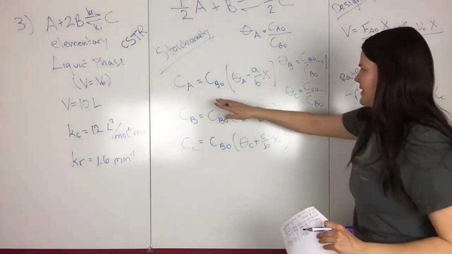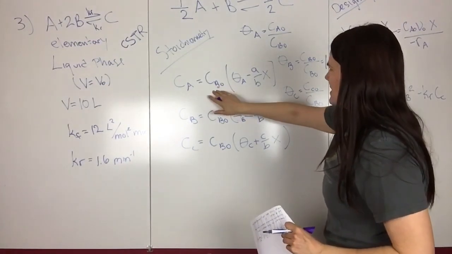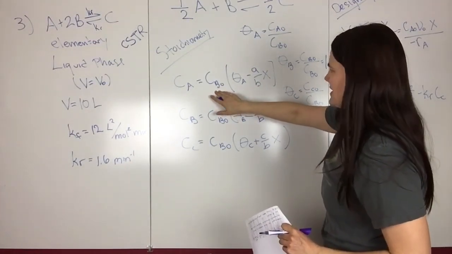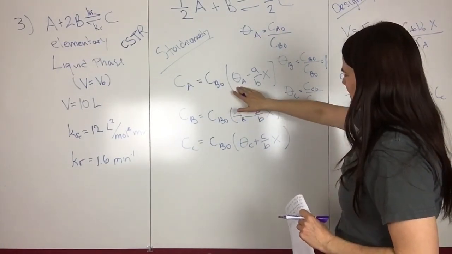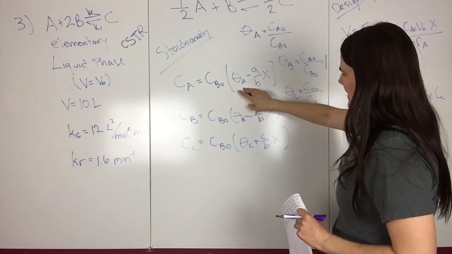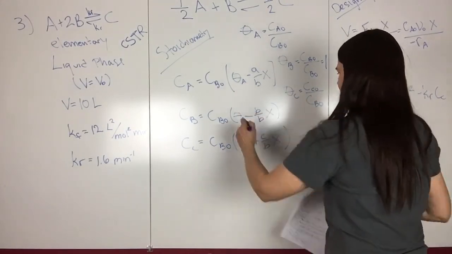So all we really need to do now is figure out, we know what CB naught is because it was given somewhere. I think I erased it. So we need to calculate theta A. We already know this is 1.